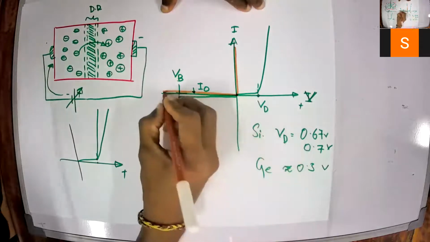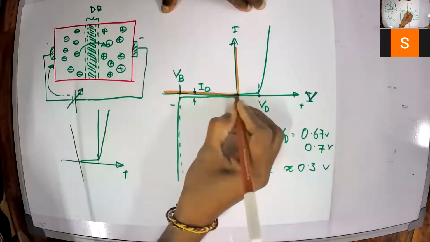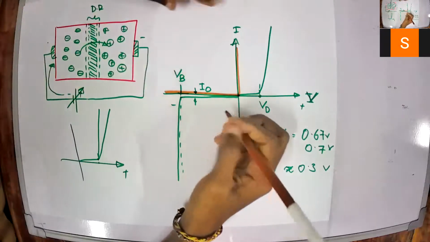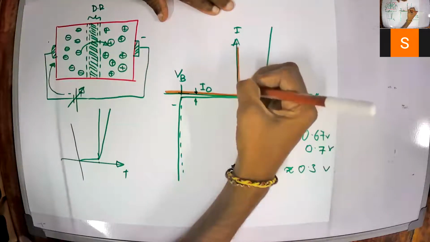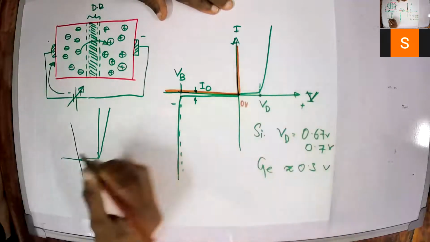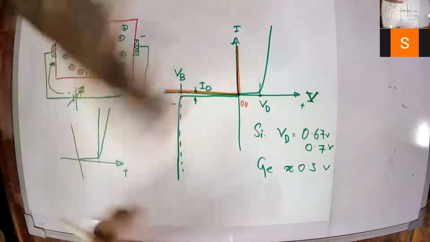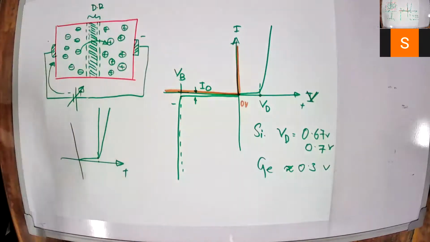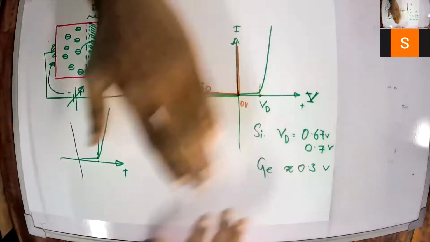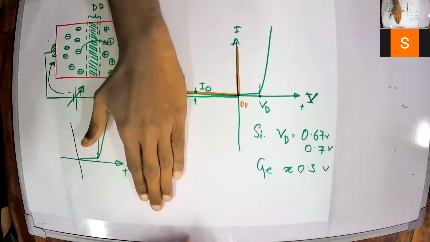Right? There are no reverse saturation currents. I naught of an ideal diode will be 0, and the barrier potential of the ideal diode is also 0 volts. And it will not break down. Ideally, the ideal diode has no breakdown voltage. So it is clear, right? So just leave aside this breakdown point.